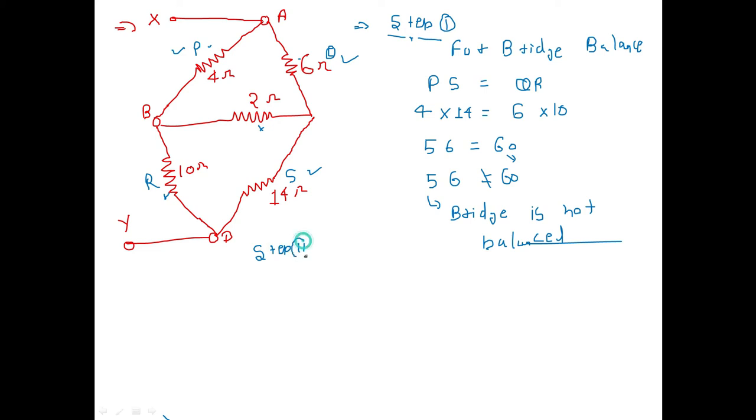In step two, we have to change this network into a simplified equivalent network. So how to change? We'll consider this portion first. This is in the form of delta. As you already see, the outer loop is enclosed. Now we'll change this loop into a star network.